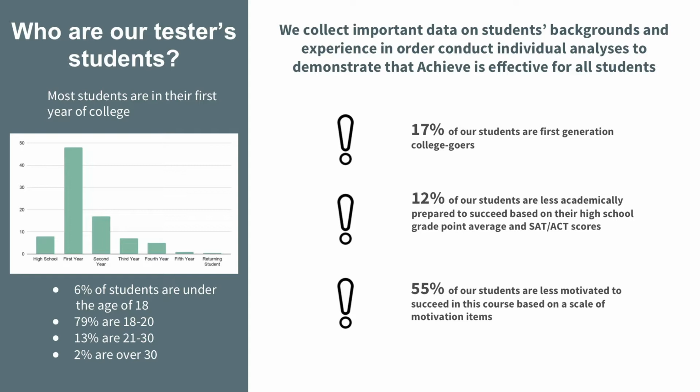From the students, 70% of our students were first-generation college goers, which, again, important. We want to make sure we're representing all students. 12% were less academically prepared to succeed, and that's based on their ACT and SAT scores, and 55% were less motivated to succeed based on a motivation scale.